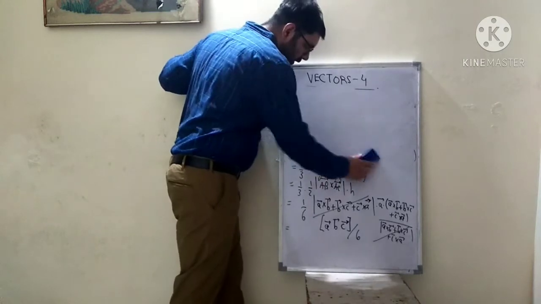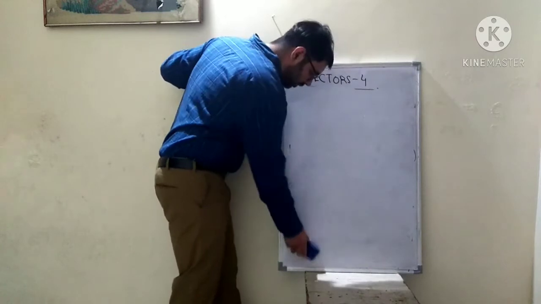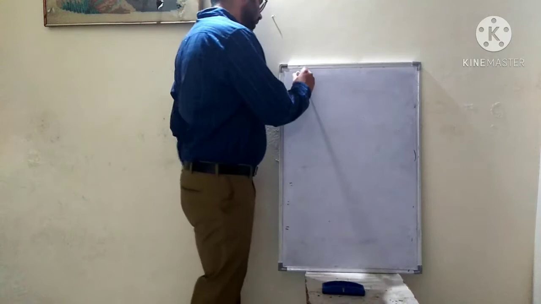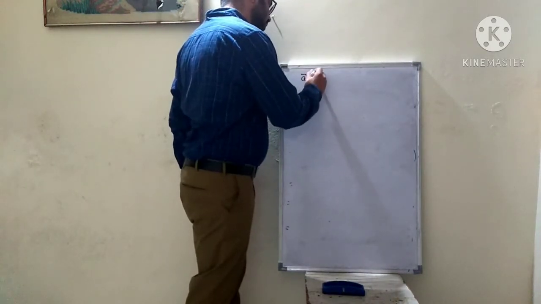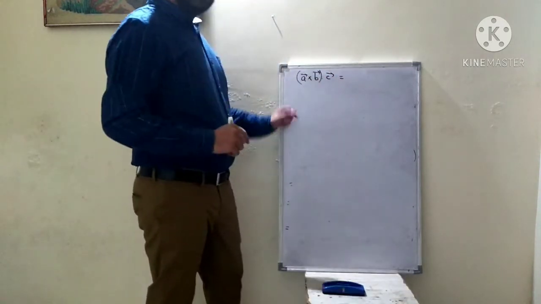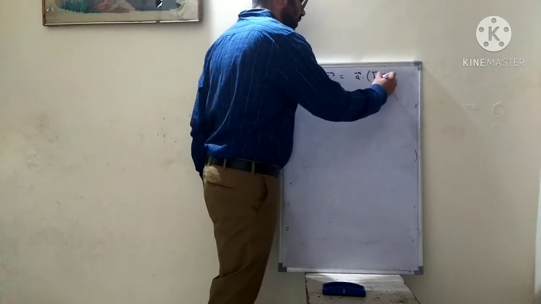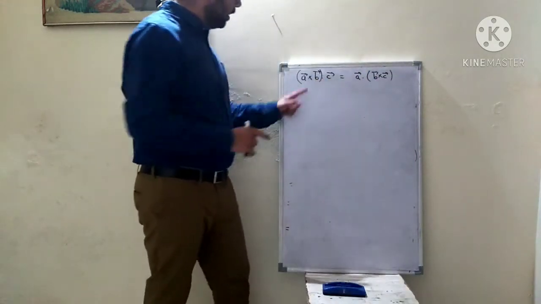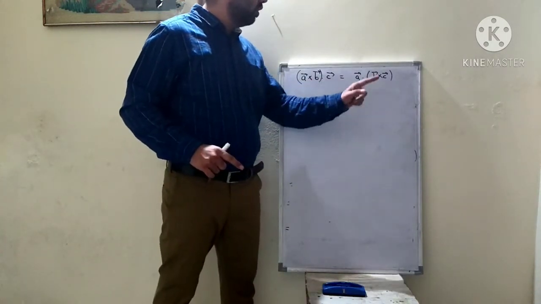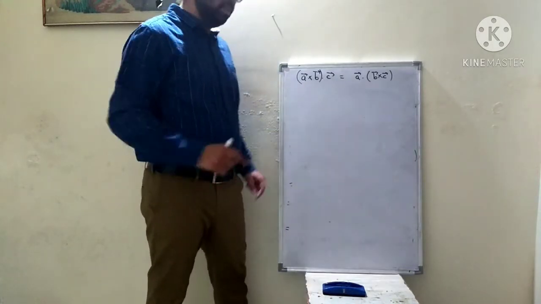Then we will also be doing some important formulae. What are the important formulae? If A cross B dot C is the scalar triple product, and we interchange the cross and dot in this expression, then the result is not changed. Which means we have A cross B dot C. Now in place of cross if I put dot, and in place of dot if I put cross, I get A dot B cross C. This expression will also give the same result as the first expression.